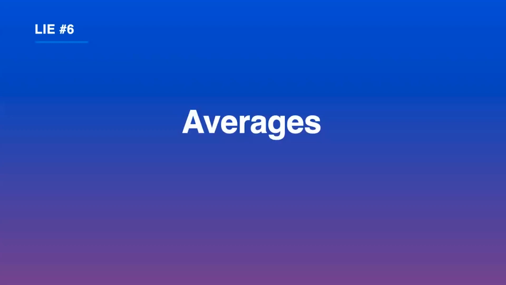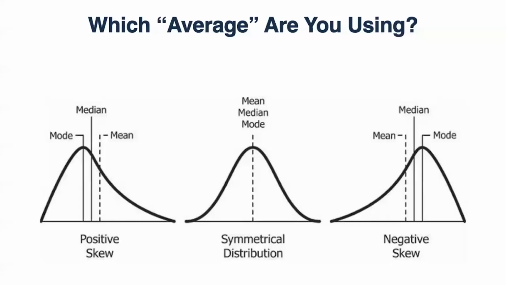All right, line number 6, the averages. If you use an average, you should know that an average is good only if the distribution is perfect, like the perfect bell curve. If it's skewed to one side or another, those averages will lie as well. There are different averages like mode, median, and mean.